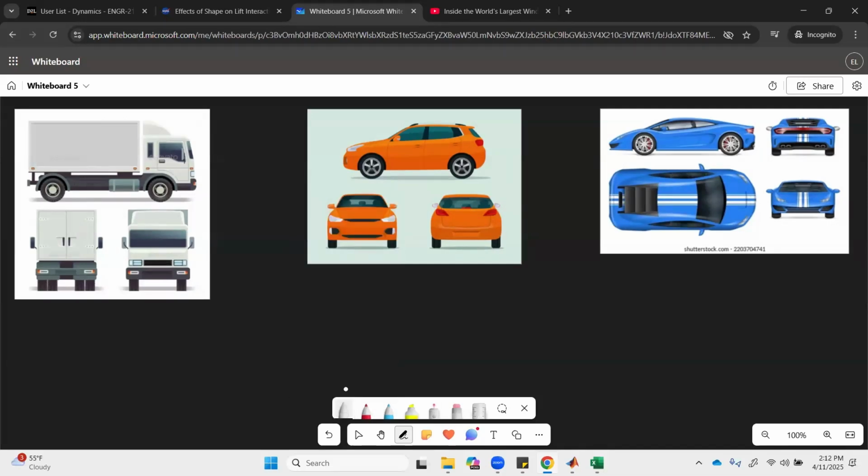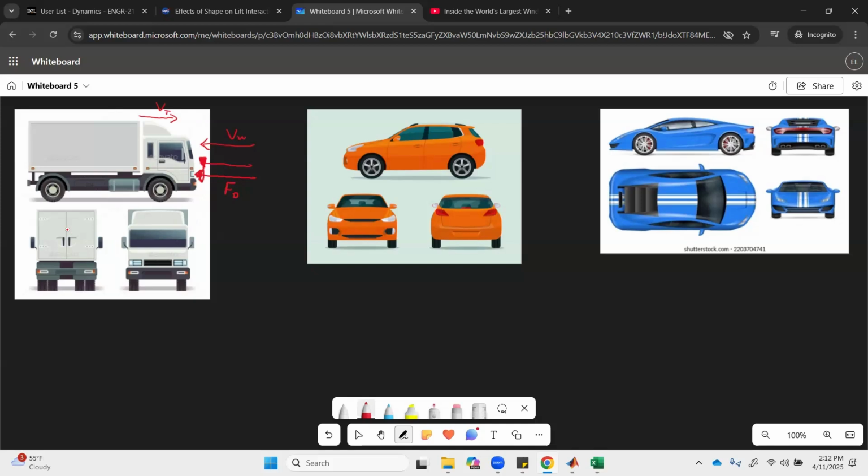Now, drawing the forces here, this truck, if the wind is blowing at the truck here, and the truck is moving this way, we'll say V truck, and then V wind, then we're going to have a drag force. The drag force is going to be against the direction of motion of the truck. And it's probably going to have a lot of drag force just based on this shape.